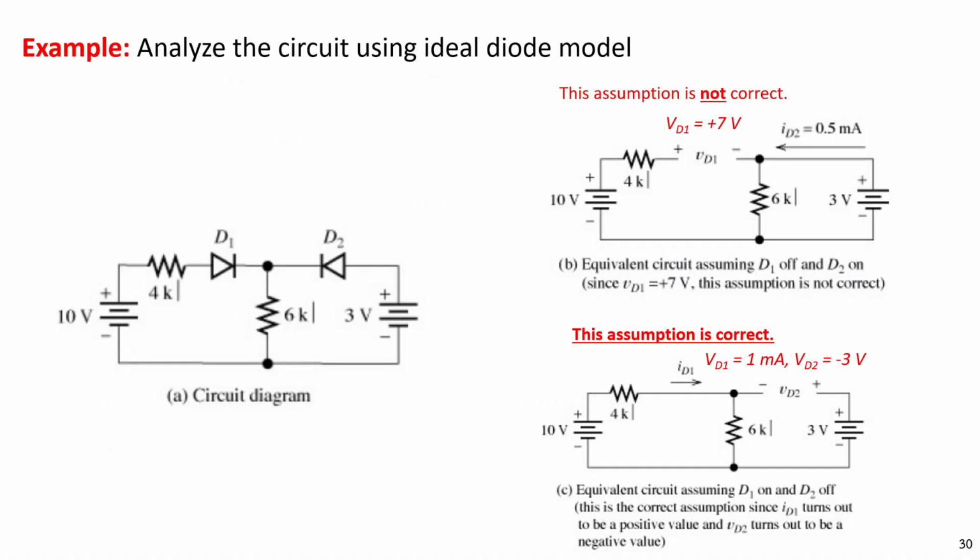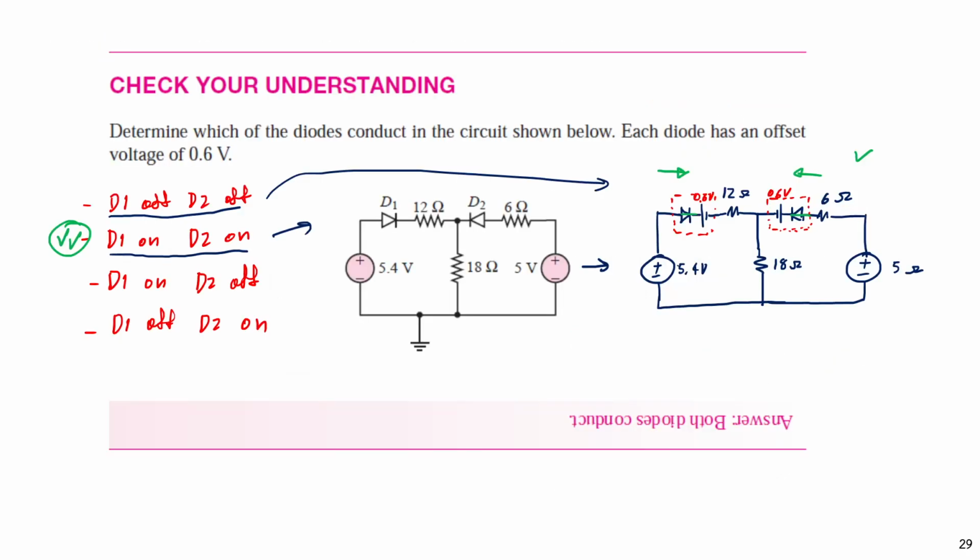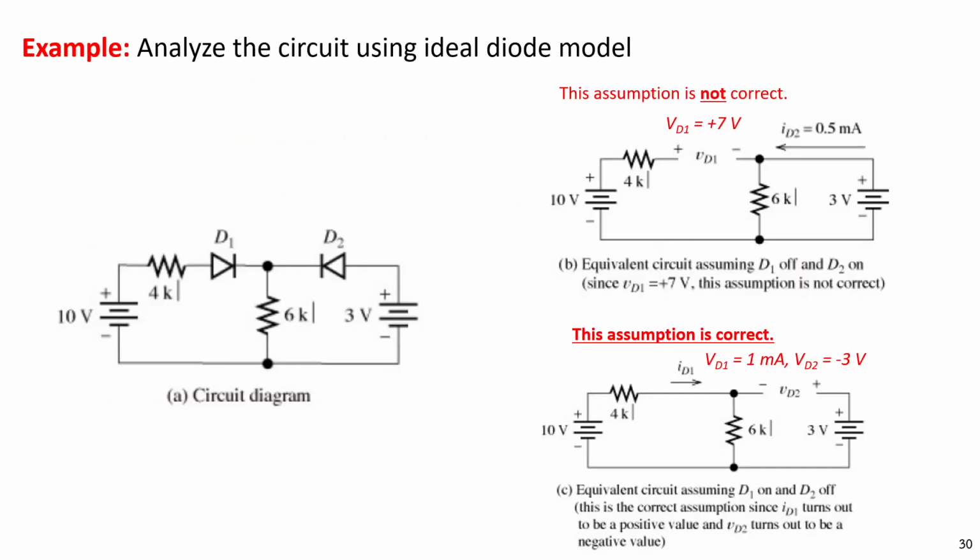So let's see, this is another example. Also, we have two diodes. In this case, we use the ideal model, not the offset model. The offset model is more practical, right? We will have the voltage across the diode. But for the ideal model, we just substitute the diode with a short circuit or an open circuit, okay? Ideal.